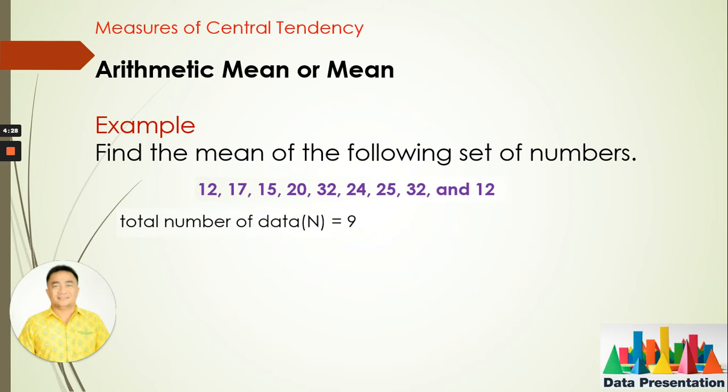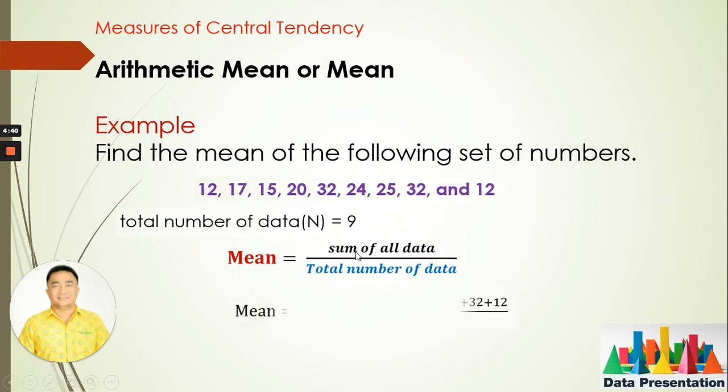So we have the formula again. The mean is equal to the sum of all data divided by the total number of data. First, we're going to sum all the data here. So we have 12 plus 17 plus 12 plus 15, 20 plus 32 plus 24 plus 25 plus 32 and plus 12, divided by the total number of data, which is 9. Okay, so we sum this up, that is equal to 198.